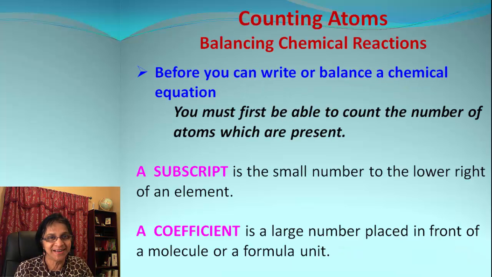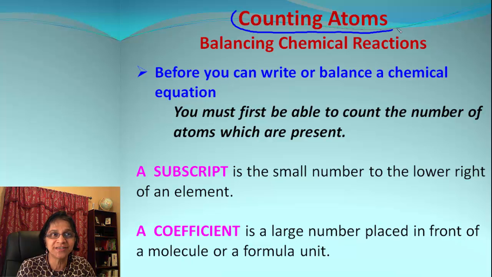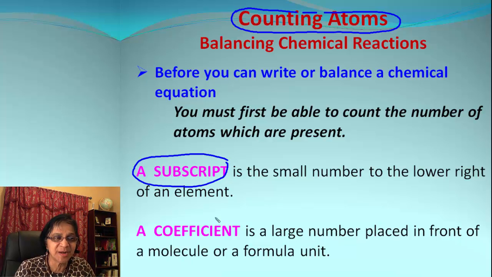So let's begin. First of all, it is extremely important to write the correct chemical formula for each compound, reactant, and also the products. The next step is counting the number of atoms in each compound. And then, how do we find out the correct number of atoms? We need to look at two different things, a subscript and a coefficient.